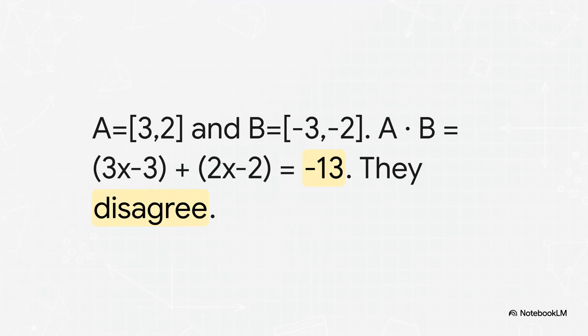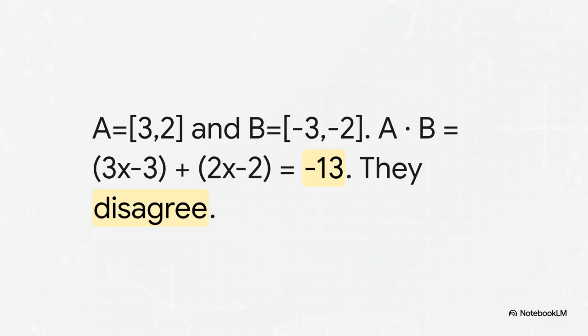And finally, let's check out the opposite direction case. Vector A is 3, 2. Vector B points completely backwards at -3, -2. We quickly multiply the matching positions. 3 times -3 is -9. 2 times -2 is -4.